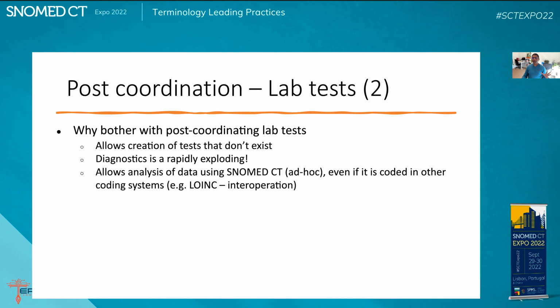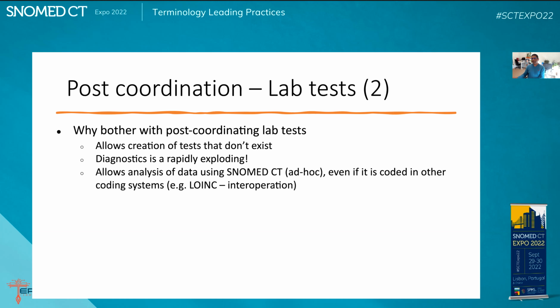So why do you want to do this, right? So I said, okay, great, tests don't exist. And you might say, but hang on, Jay, there might be very few and far in between. That's cool, no problem. But remember, diagnostics is very, very rapidly expanding. So it means that new diseases, new things being discovered, and new tests being introduced, right?